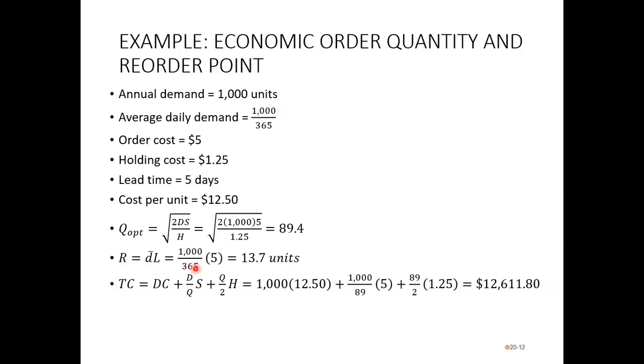Reorder point, daily demand is 2.74, lead time is 5, so the reorder point is 13.7. Total cost: 1,000 units per annum times 12.5, that is the cost per unit. This is the item cost. This is holding.